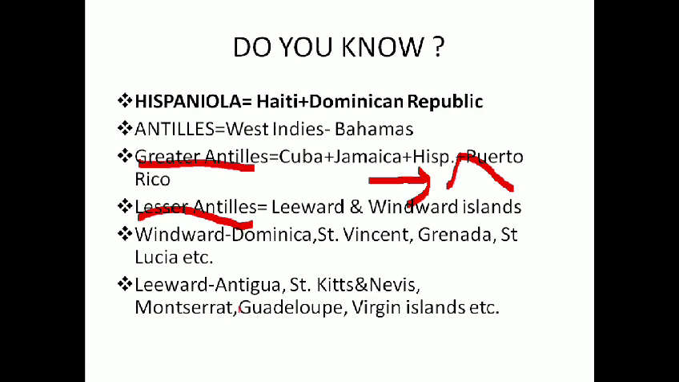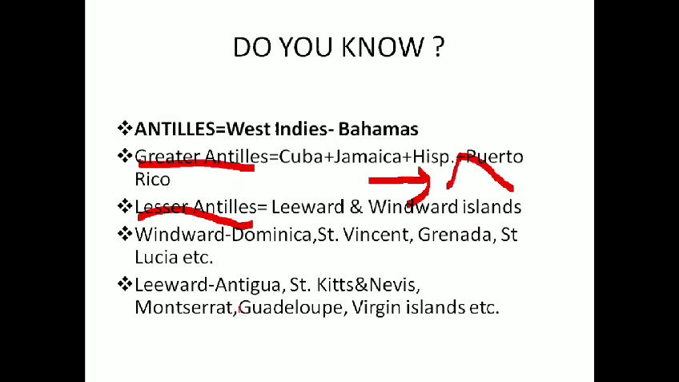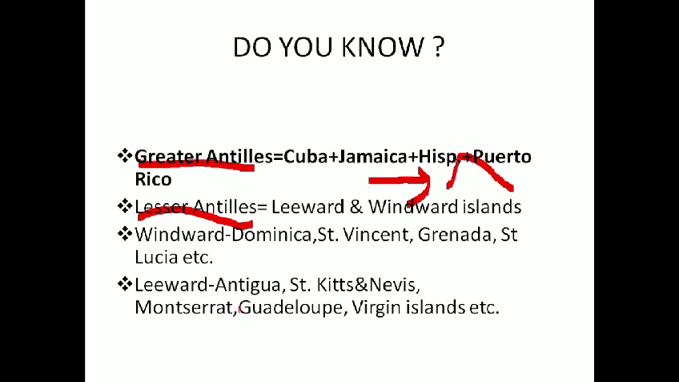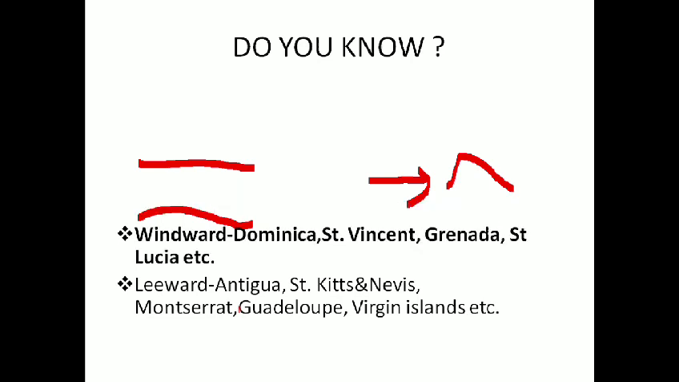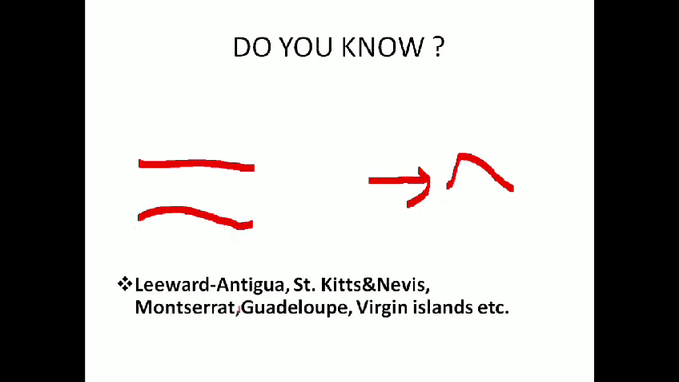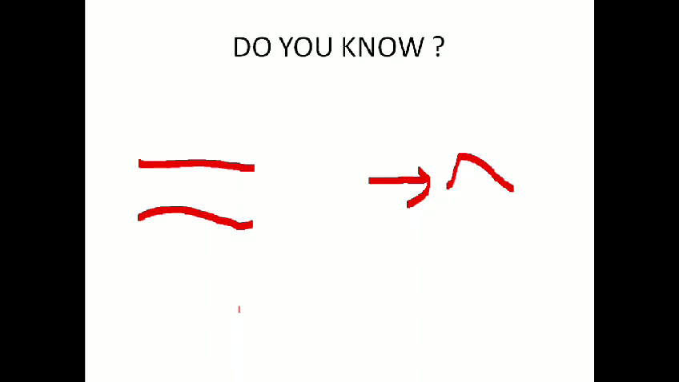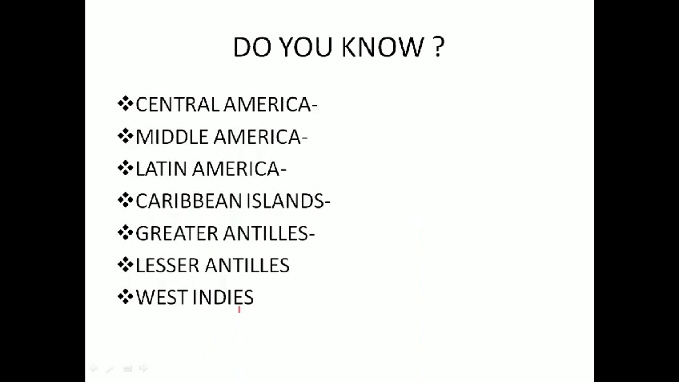Now, Hispaniola is Haiti plus Dominican Republic. Antilles is West Indies minus Bahamas. Greater Antilles is Cuba, Jamaica plus Hispaniola plus Puerto Rico. Lesser Antilles is leeward and windward islands. Windward islands are Dominica, Saint Vincent, Grenada, Saint Lucia, etc. Leeward are mainly Antigua, Saint Kitts and Nevis, Montserrat, Guadeloupe, Virgin Islands, etc. So these are important parts. Now let us move to another section.